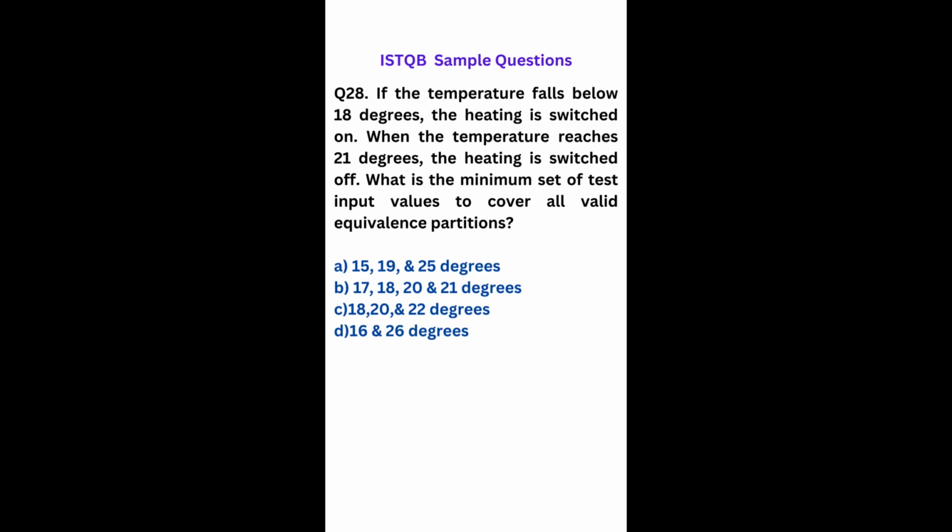Question 28. If the temperature falls below 18 degrees, the heating is switched on. When the temperature reaches 21 degrees, the heating is switched off. What is the minimum set of test input values to cover all valid equivalence partitions?